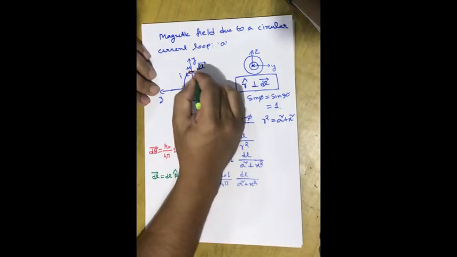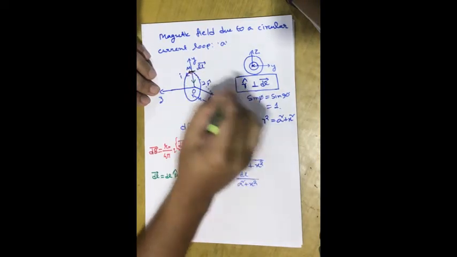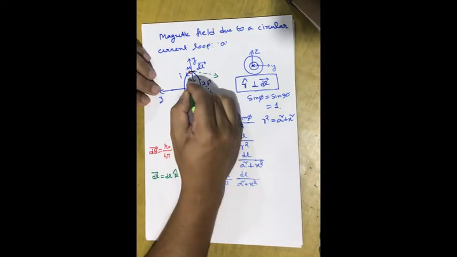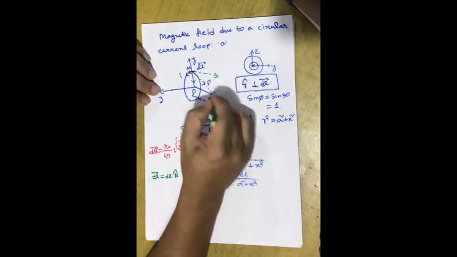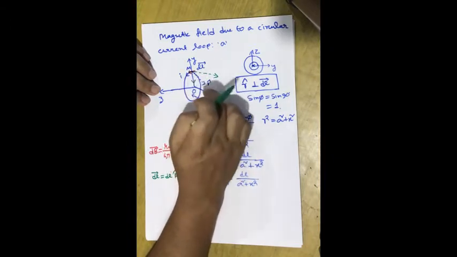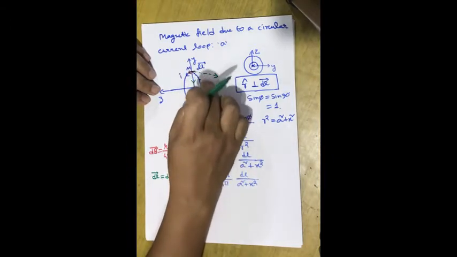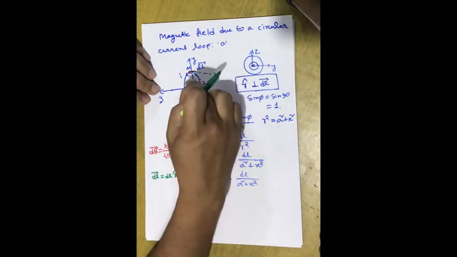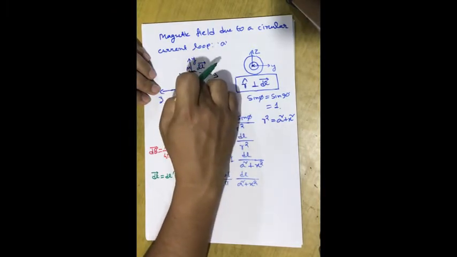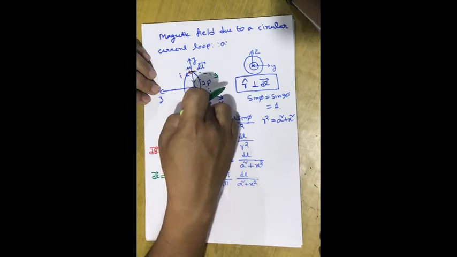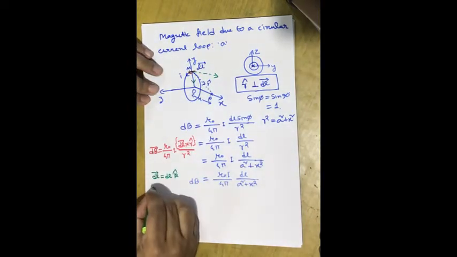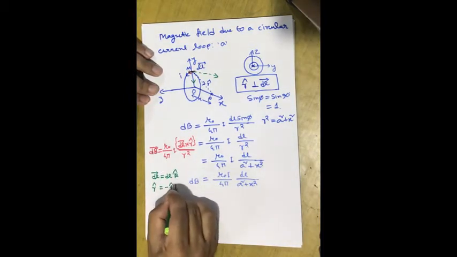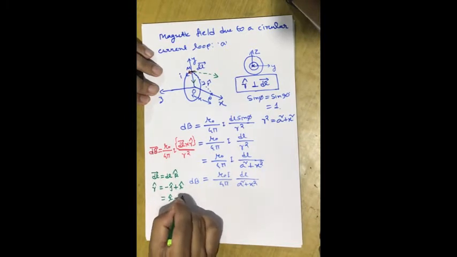So r cap, if we draw a line parallel to the x-axis, will be basically minus j cap plus i cap, isn't it? Because i cap is a unit vector along the x direction and j cap is a unit vector along the y direction. So using the law of vector addition, we can represent r cap as i cap plus minus j cap, because j is now along the negative y direction. So r cap is equal to minus j cap plus i cap, so it will be i cap minus j cap.